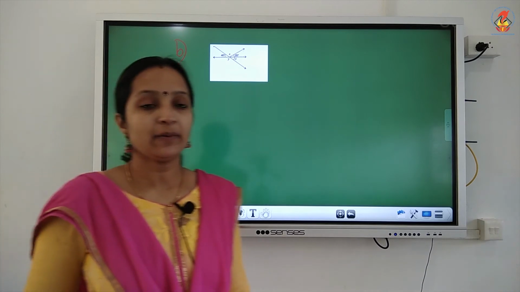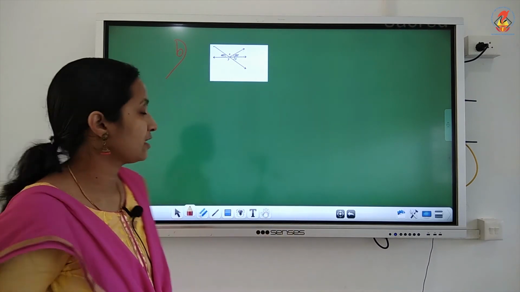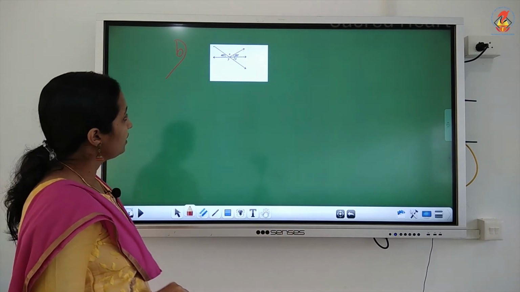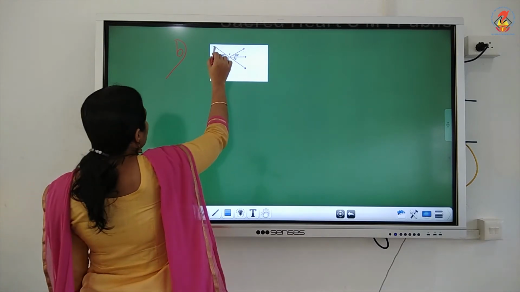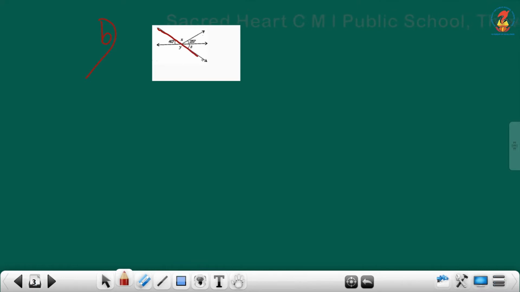Now look at the B question. In this question we can see two lines here. Which are the two lines? This is one line, and this is one line. You can see two lines in this figure, and we need to find the common point of intersection.